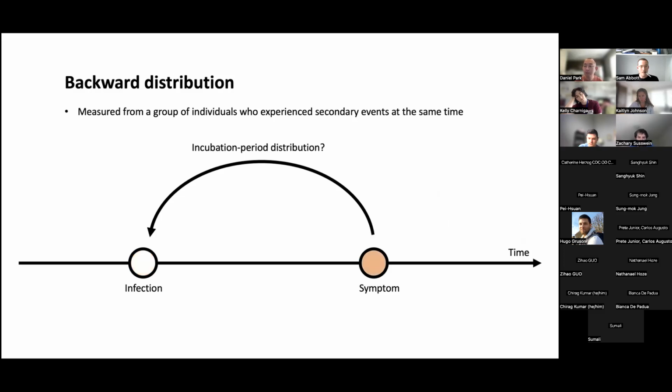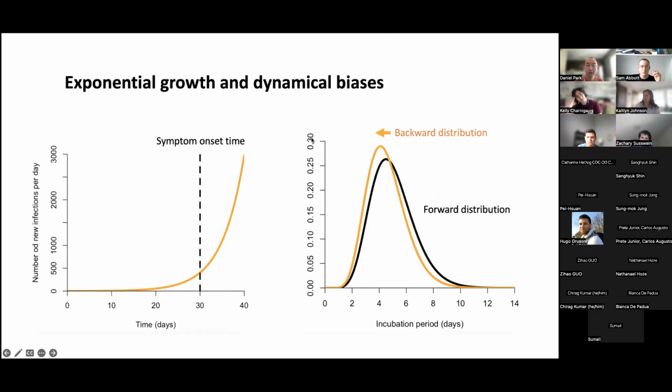On the other hand, we can imagine going backward in time. We take everyone who develops symptoms at the same time. Let's say we get everybody who starts showing symptoms for COVID-19 today, and then ask when they got infected. The question is: is this distribution going to be the same as the other distribution if we look forward in time? It turns out it's not.